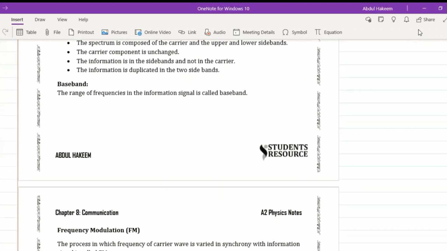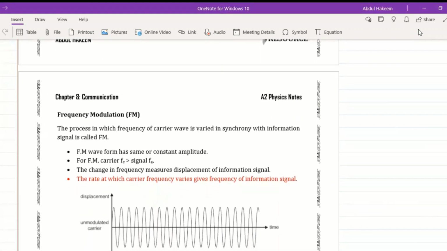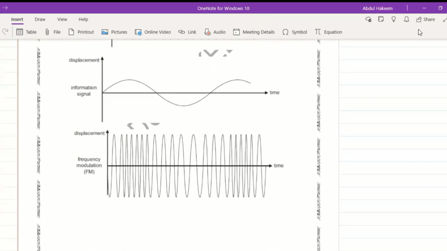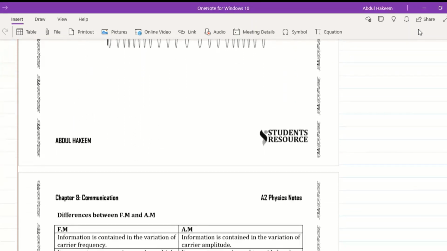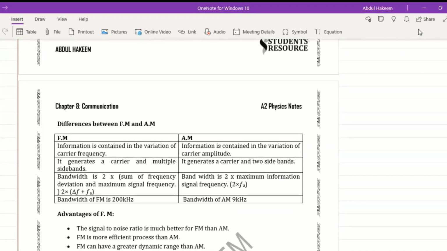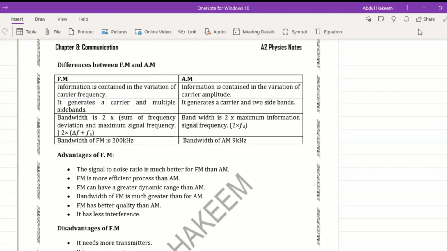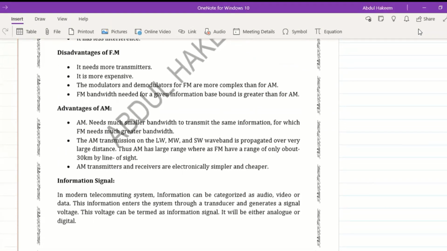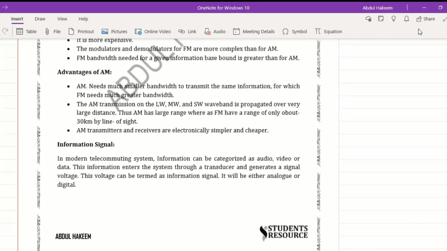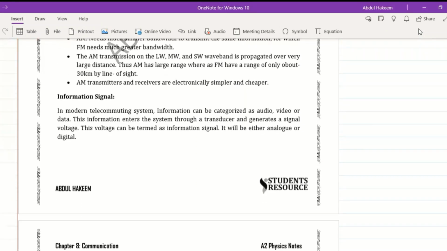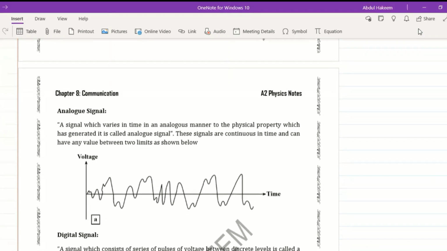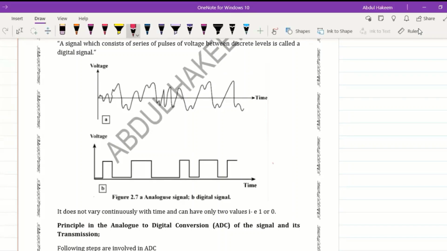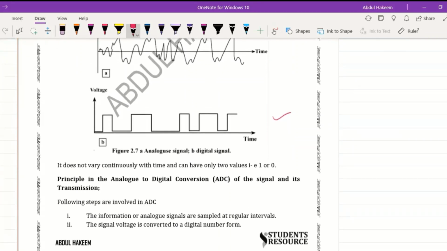And then frequency modulation, first the definition, then the graph, frequency modulated graph, and then the comparison between FM and AM, then advantages, disadvantages of the FM, then advantages of the AM, then information signal, then analog signal. So this is the last one. This is the digital signal.